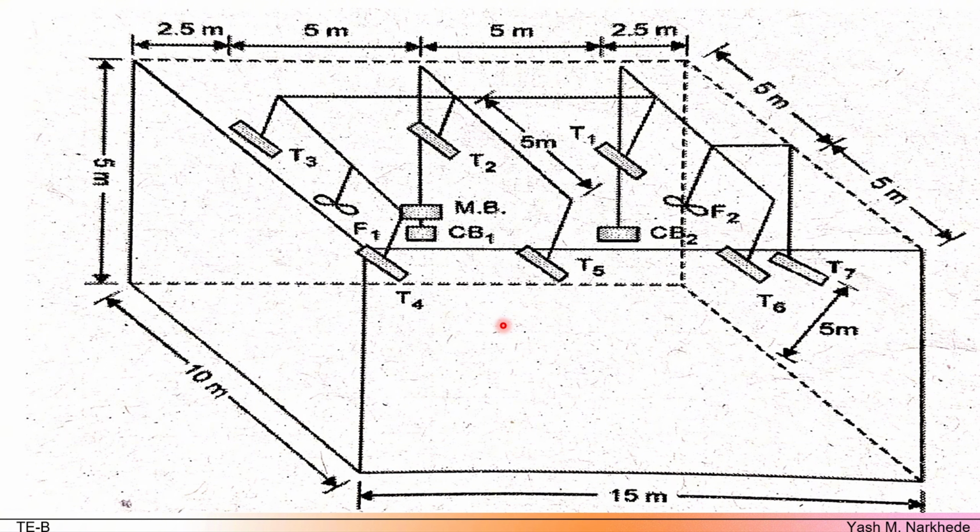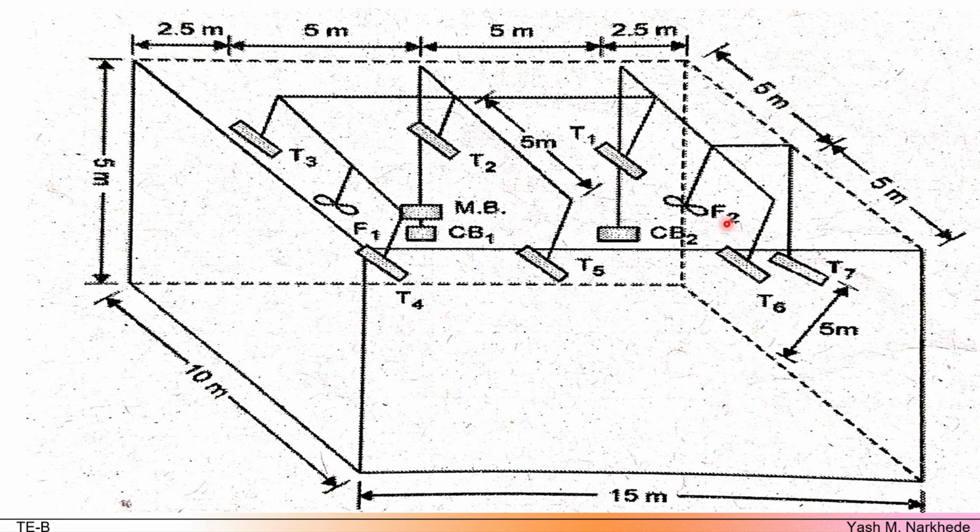See, now this is the wiring layout and isometric view of the room. We can see the main board and there are two control boards, CB1 and CB2. Switches for lamps and fans are fixed on the boards. The supply lines are shown through casing capping on the ceilings and walls. T1 and T6 are the tube lights.